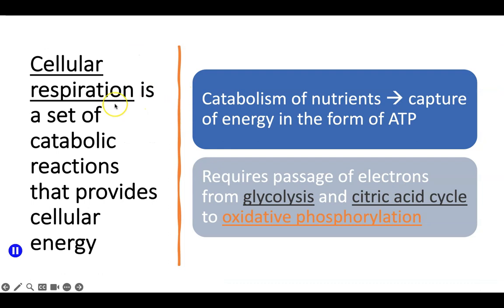As I mentioned in the previous slide, that set of catabolic reactions that provide ATP or cellular energy, that's called cellular respiration. So it's the capture of energy in the form of ATP. This requires the passage of electrons from glycolysis and the citric acid cycle to oxidative phosphorylation. And I'll demonstrate each of these in the coming slides. So each of these is a metabolic pathway. So one is glycolysis, another is the citric acid cycle, and a third is oxidative phosphorylation. But all three of these are part of cellular respiration.